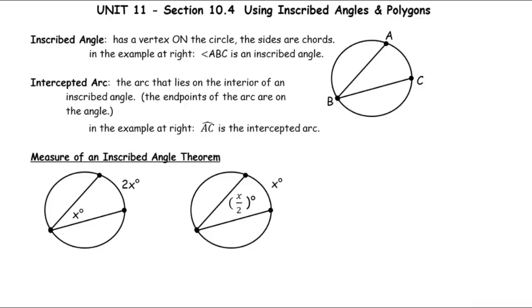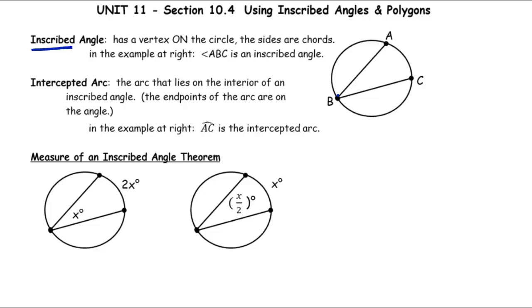Hello everyone. We're finishing up Unit 11, Section 10.4, where we're using inscribed angles and polygons. So let's first talk about the definitions here. Inscribed angle. An inscribed angle is an angle that will have a vertex on the circle. Okay, the angle then is inscribed inside the circle.